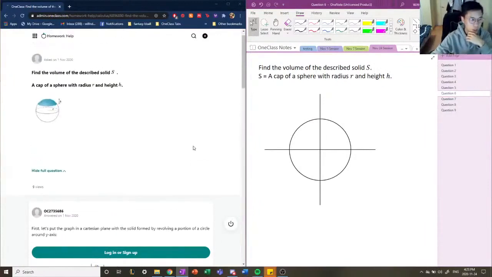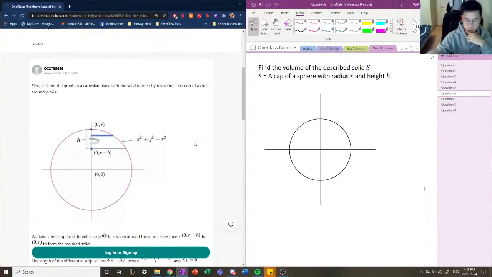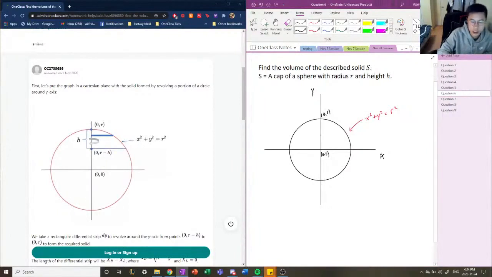First of all, we know that this circle should have a radius of r. So we're just going to write out all our axis points first. This is axis x, this is axis y. We know that this circle has a radius of r, so I'm going to write that down here, 0 to r. We know that this function is defined as x squared plus y squared equals r squared.